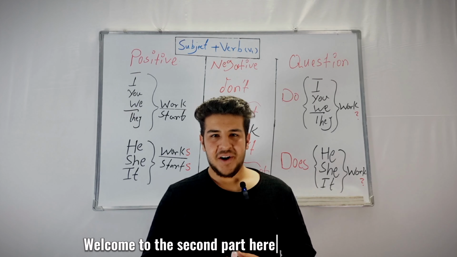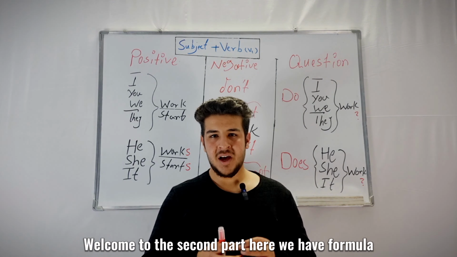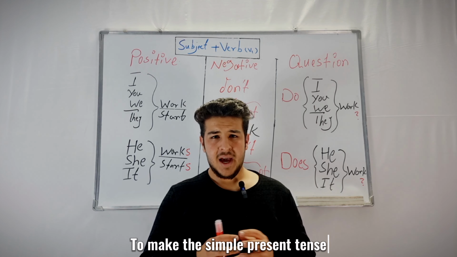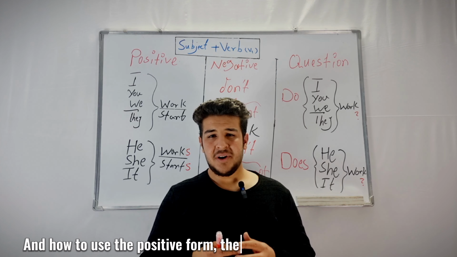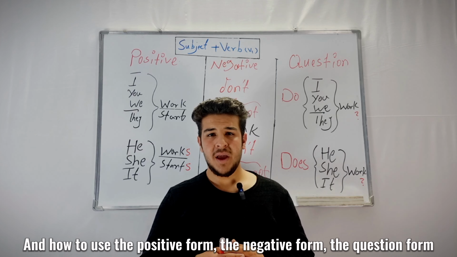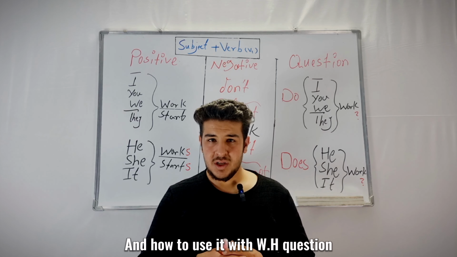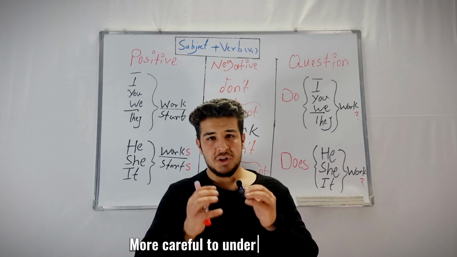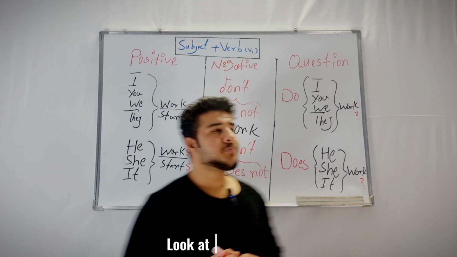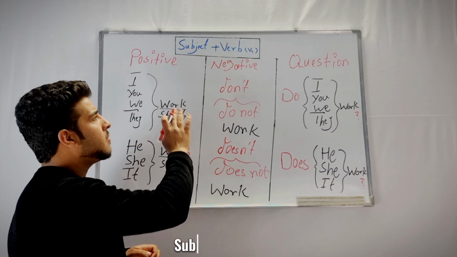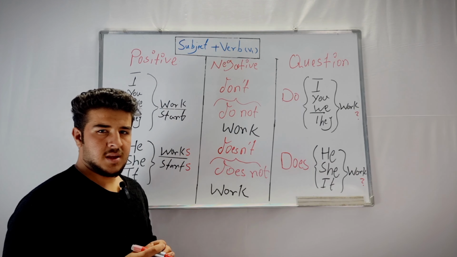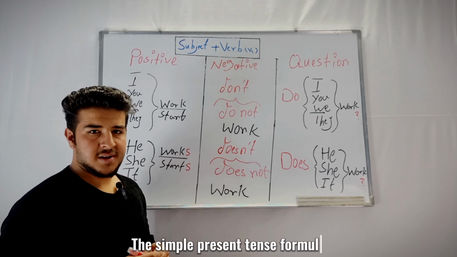Welcome to the second part. Here we have the formula to make the simple present tense and how to use the positive form, the negative form, the question form, and how to use it with WH questions. Be more careful to understand better. Look at the board. Subject plus verb 1. The simple present tense formula.